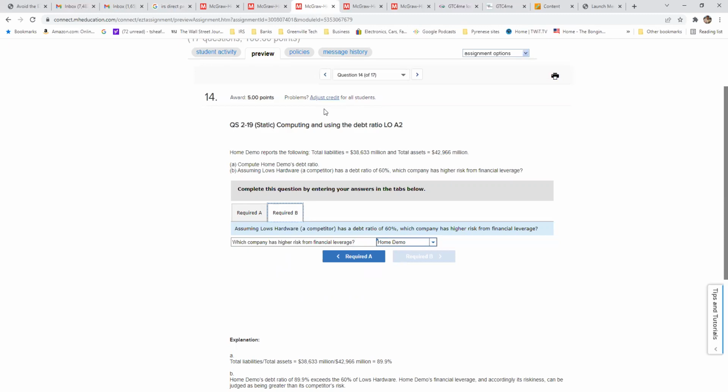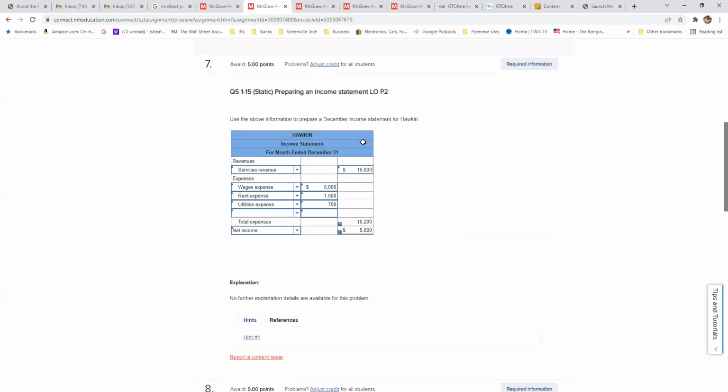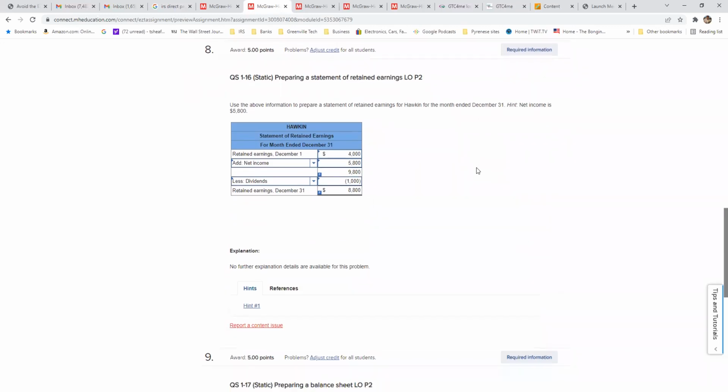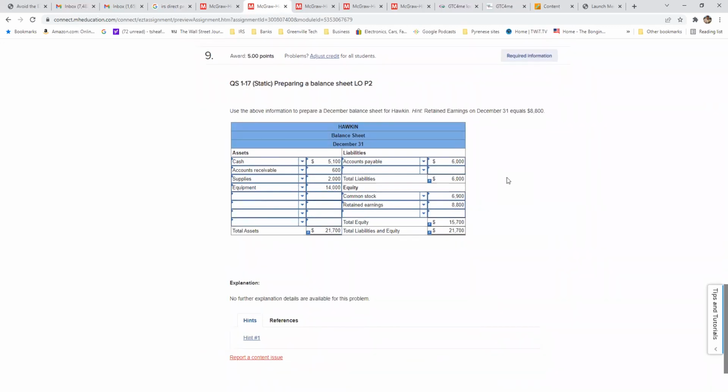You're going to have 3 questions. They're going to deal with the income statement, statement of retained earnings, and balance sheets. So I'm going to go back to chapter 1. And if you look at quick study 1-15 in your practice problems, and that's practice problem number 7, you've got your income statement, then you have your statement of retained earnings, and then you have your balance sheet.